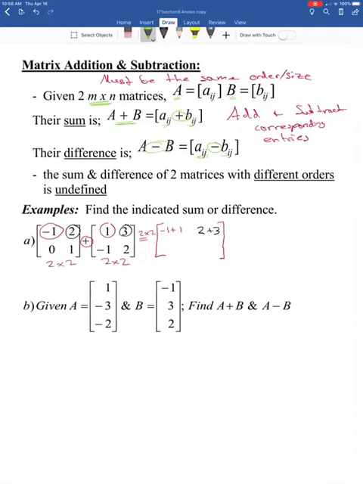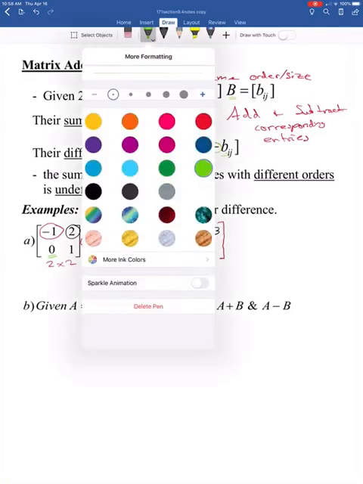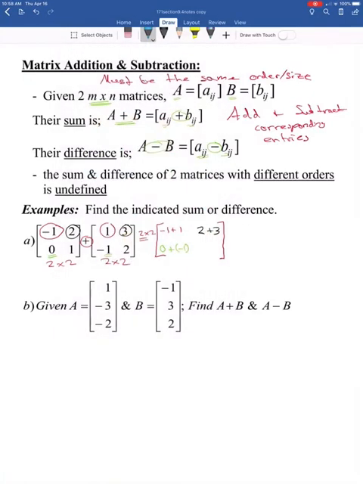And now we go to row 2 entries. So we have a 0 and -1. So we would have to add up those corresponding entries to get the sum for the sum matrix. And then as we go to our last entries, we got a 1 and a 2. We would add those up.